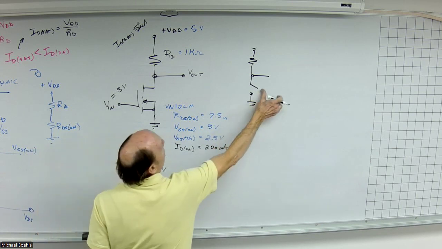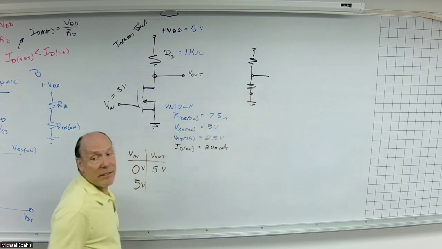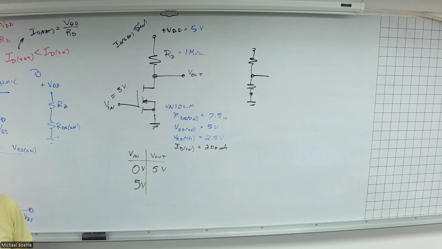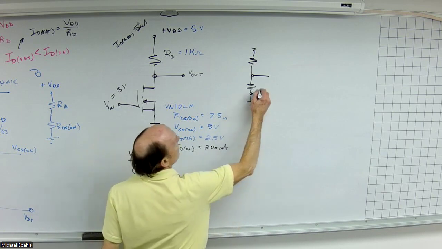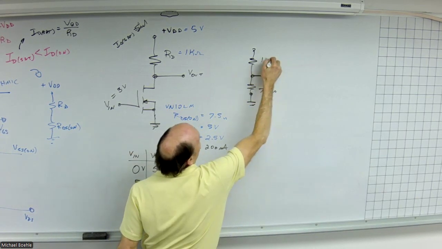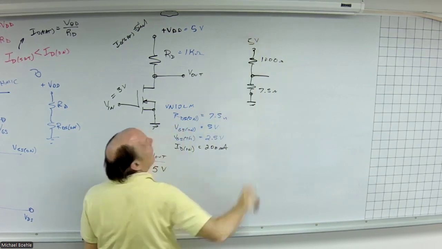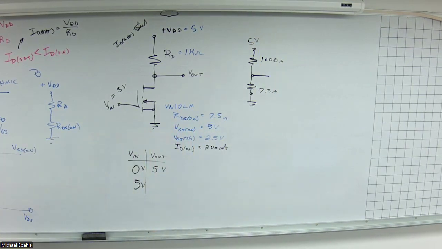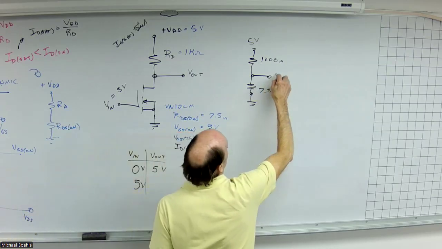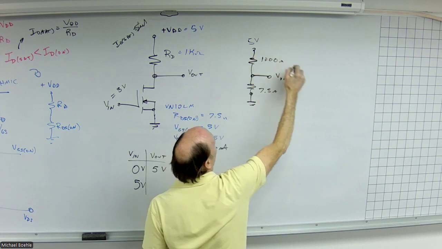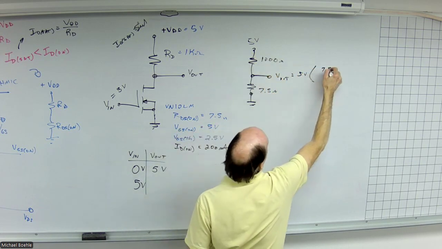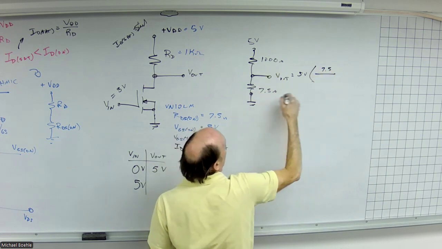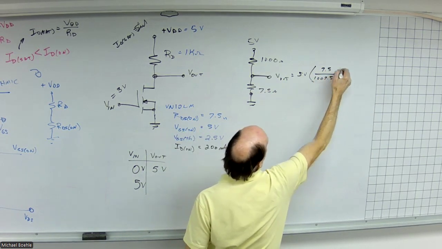And this transistor is acting like a resistance. How much resistance? 7.5 ohms. This is 1,000 ohms. Just like with our JFET, we have a voltage divider. So the output voltage here then would be 5 volts times 7.5 divided by the sum, which is 1,000 plus 7.5.